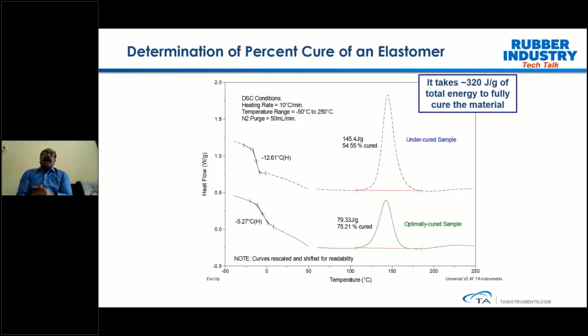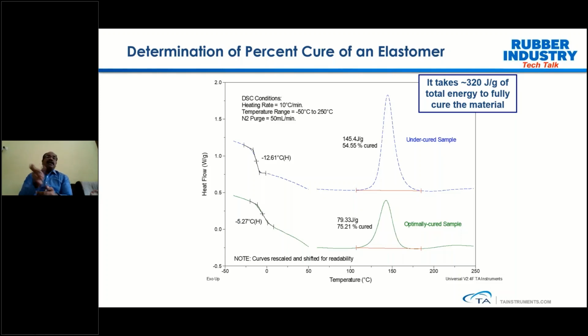Now let's see how DSC is helpful to understand the percentage of cure. Here I presented two curves, and you can see the solid green line curve, which is of optimal cure condition. How do you understand whether the polymer is completely cured or not, or undercured? You can use DSC as a technique to determine this aspect.